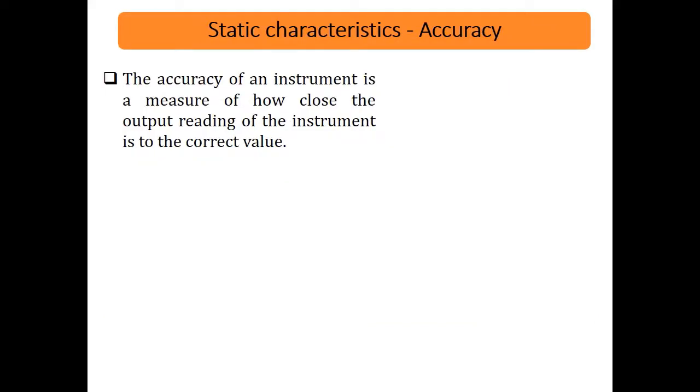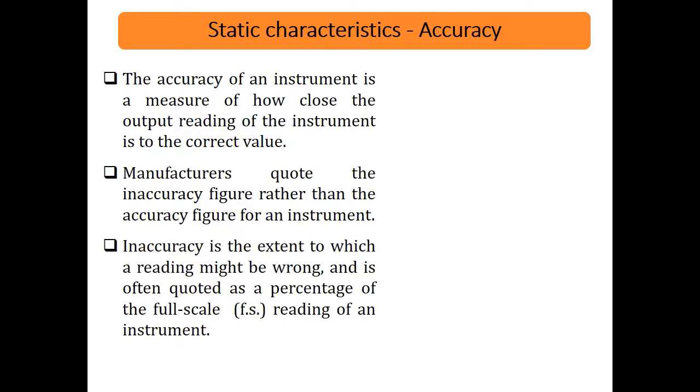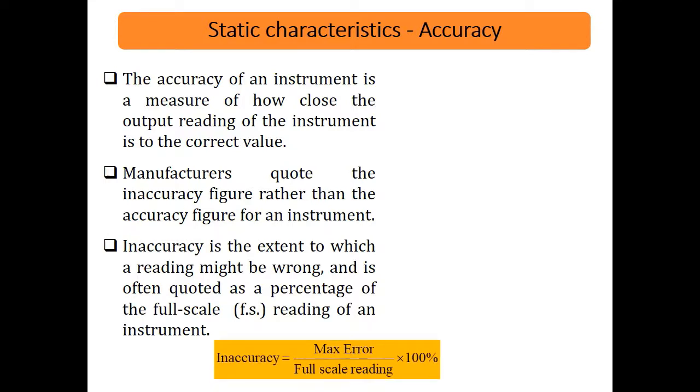Accuracy of an instrument is a measure of how close the output reading of the instrument is to the correct value. Manufacturers quote the inaccuracy figure rather than the accuracy figure for an instrument. Inaccuracy is the extent to which a reading might be wrong and is often quoted as a percentage of the full-scale reading of an instrument. The inaccuracy can be calculated using the formula: max error divided by full-scale reading into 100%.